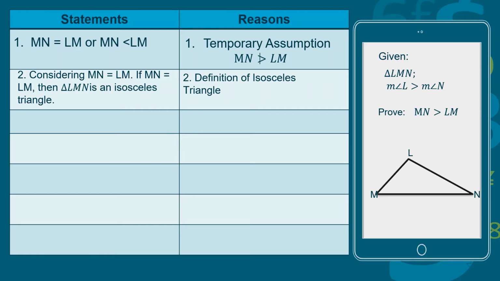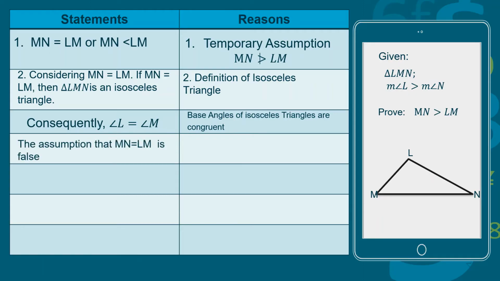Since we said that triangle LMN is an isosceles triangle, correct, they are congruent or equal. Why? Because these are the base angles of an isosceles triangle, which are congruent. And then we can now say that the assumption that MN is equal to LM is false. Why? Because the conclusion that angle L is congruent to angle N contradicts the given that the measure of angle L is greater than the measure of angle N.